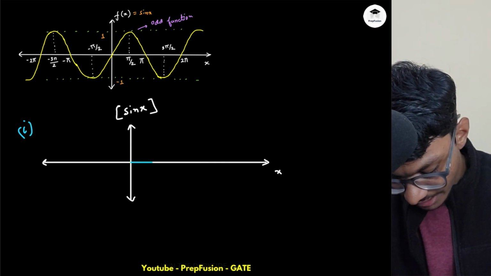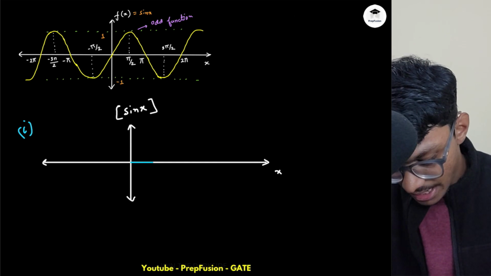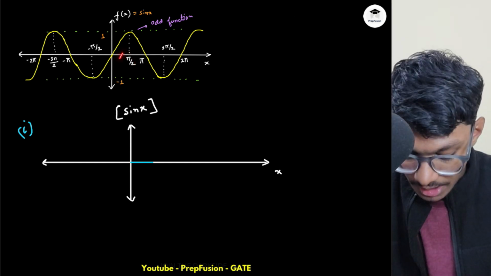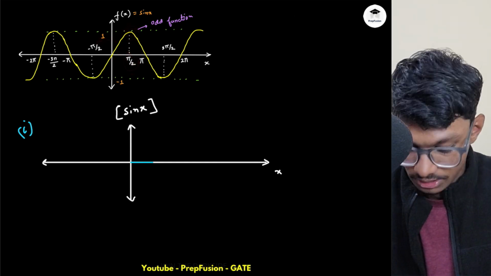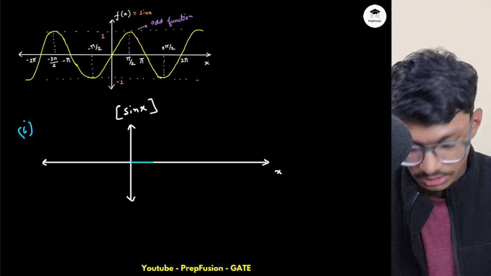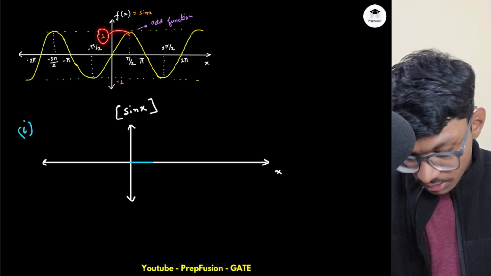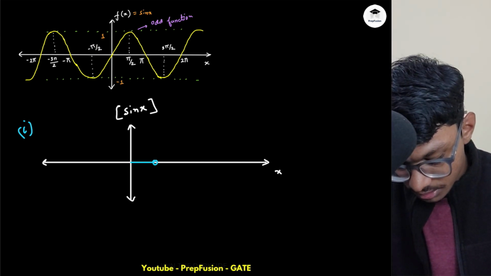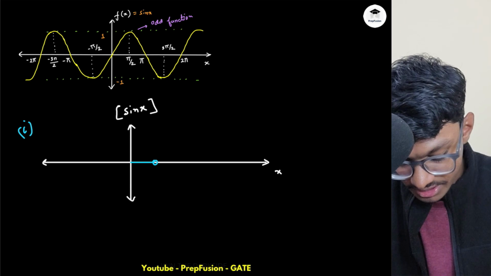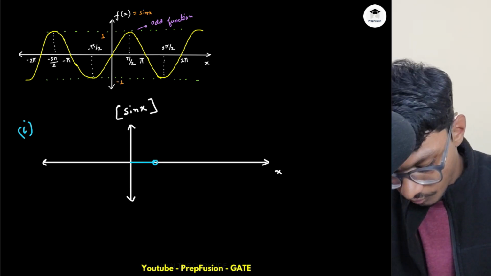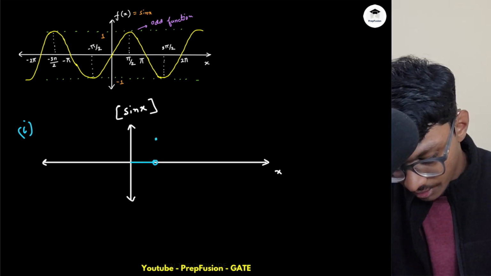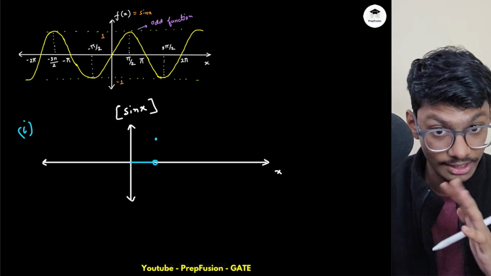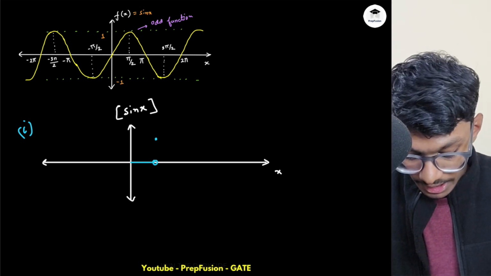But one interesting fact is that just at pi by 2, this is equal to 1, right? So if this is equal to 1, that means the greatest integer function will be 1, not 0. So it will suddenly jump to 1 only. Okay, so at this point, this will be an open circle because it excludes 0 and it includes 1.